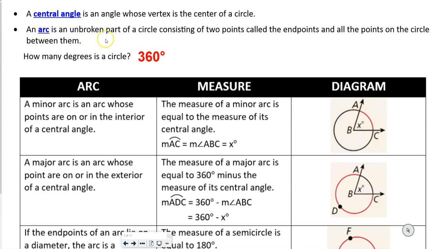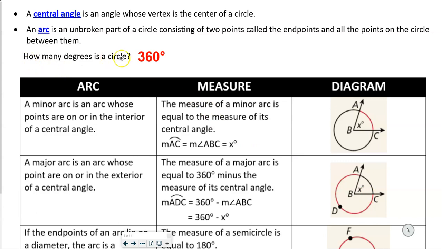Then we have an arc. An arc is an unbroken part of the circle consisting of 2 points called the endpoints and all the points in the circle between them. So again, this is our second blank in the notes, arc. And this is our arc right here, AC. Okay, so that's an arc, AC. And that's what we would call a minor arc, because it is the shortest distance between 2 points. Now, if we had another point out here, like maybe D, we would call this other arc over here ADC.